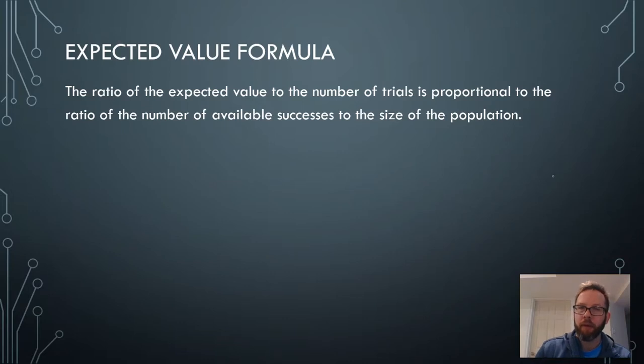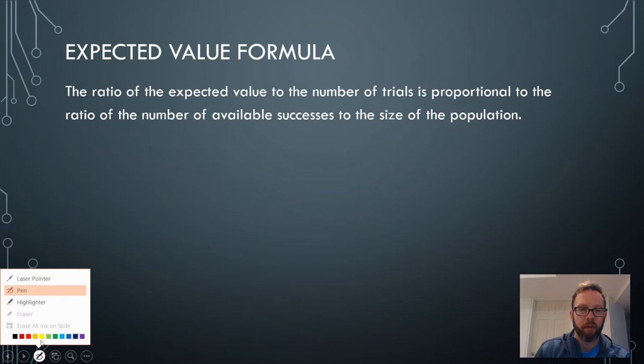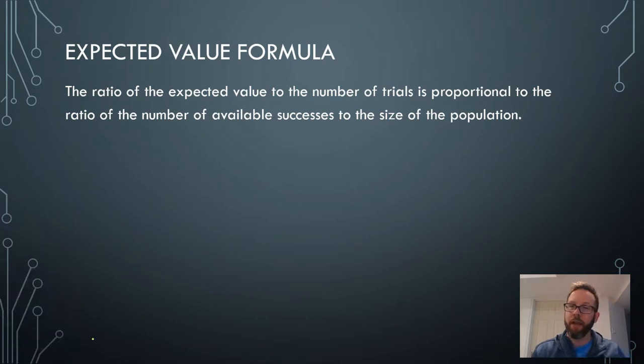Let's talk about the expected value for a hypergeometric distribution, because we can get it the standard way by looking at all the possible outcomes and their probabilities and using the expected value formula, multiplying outcomes times probabilities, adding them up. But the hypergeometric distribution has an intuitive formula that we can talk about right now.